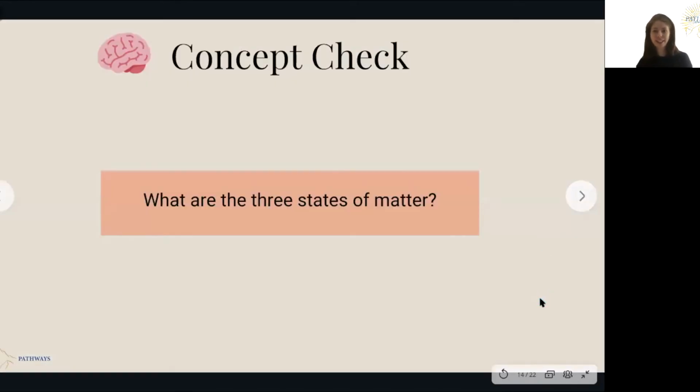Okay, so now we're going to see if you guys were paying attention. So we're going to do a little concept check. The question is, what are the three states of matter? This would be a good time to pause the video, think about your answer, maybe write it down if you can, or tell your parents next to you. And you can also go back and rewind this video if you're not sure, and you'll be able to find the answer.